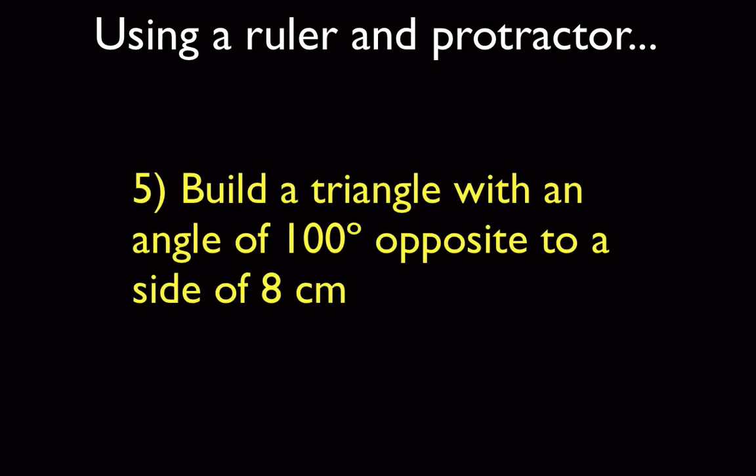Number 5, I want you to build a triangle with an angle of 100 degrees opposite to a side of 8 centimeters, meaning the 8 centimeter side is not part of your angle. That one would be a little tricky to do, so you could start with the 8 centimeter side and then figure out how far you have to make the angle go out to make it work.